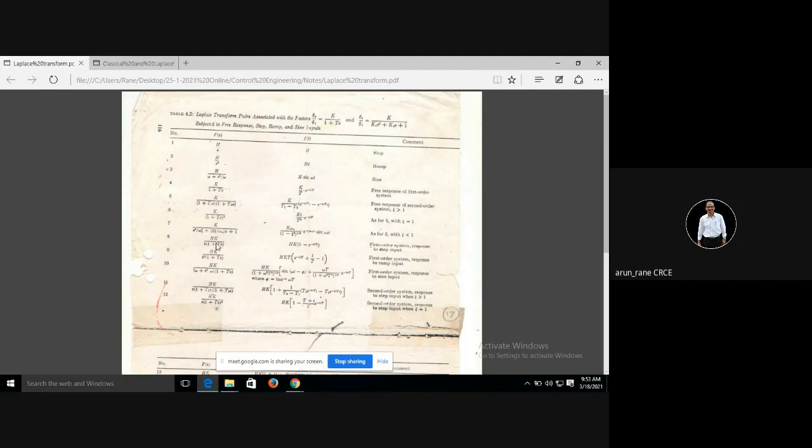These tables will be provided in the examination also, or if not the table, then only the relevant function. Suppose in the numerical only this sine input is asked, then the corresponding Laplace function for that time input will be given instead of the entire table.